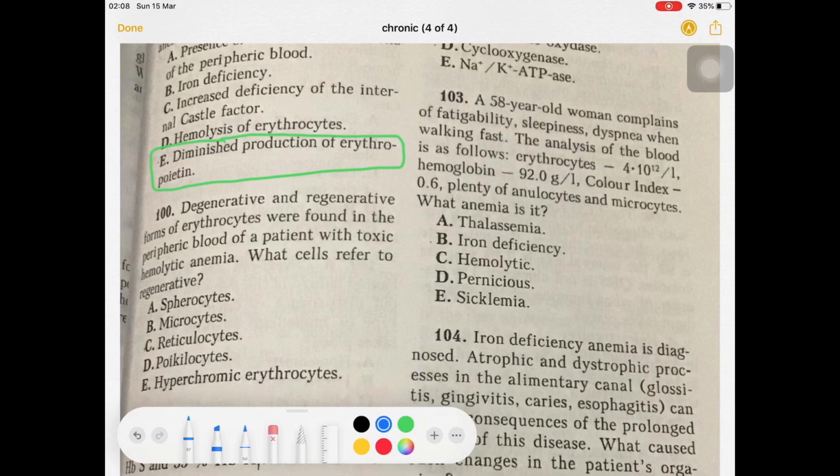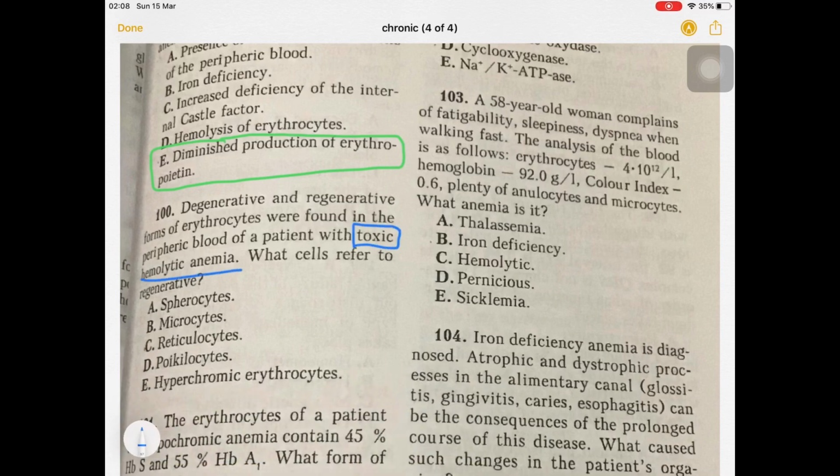In the previous question, number 98, they were talking about acquired hemolytic anemia. In toxic hemolytic anemia, degenerative and regenerative forms of erythrocytes are both seen. What cells are regenerative, right? Look, in toxic hemolytic anemia the demand from our body for RBCs will be increasing, and in that case immature RBCs can appear in the blood circulation.